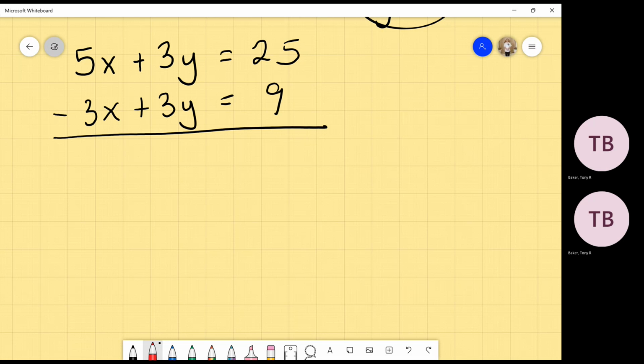All right. So in this problem, do I have a letter with the same number? Yes. So I'm just going to change my signs. I'm going to get rid of the y in this case, so I'm going to change my sign. That now becomes a positive, that becomes a negative, and that becomes a negative.